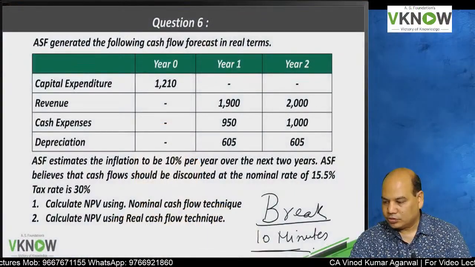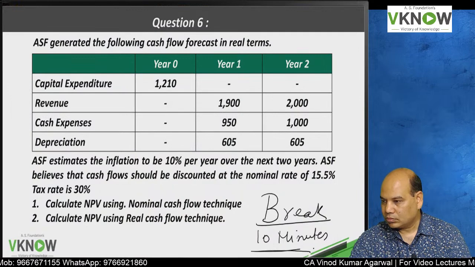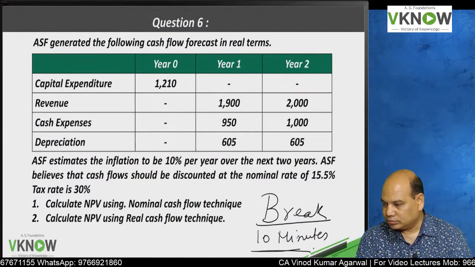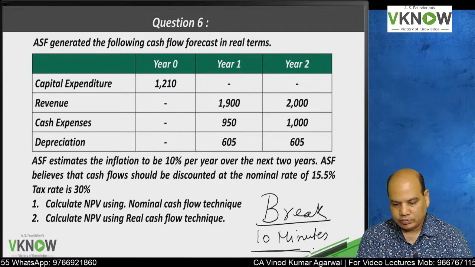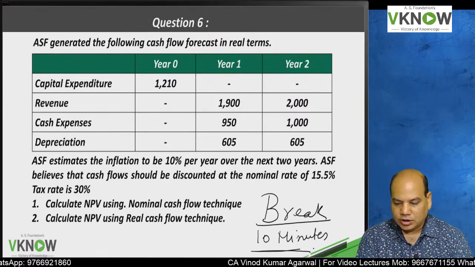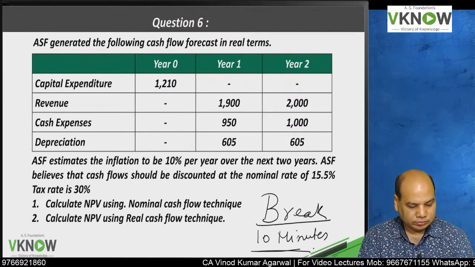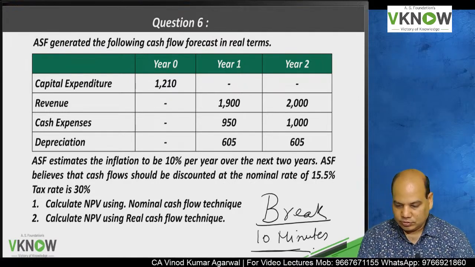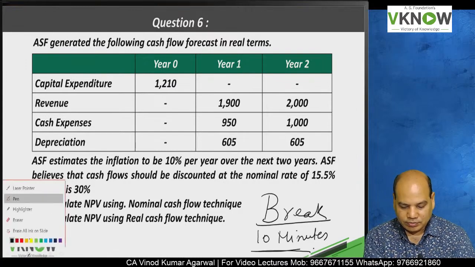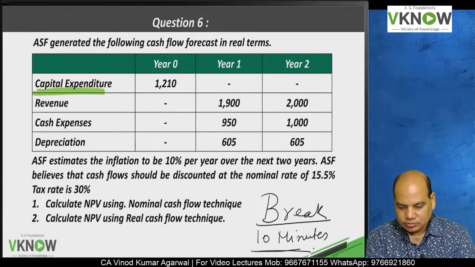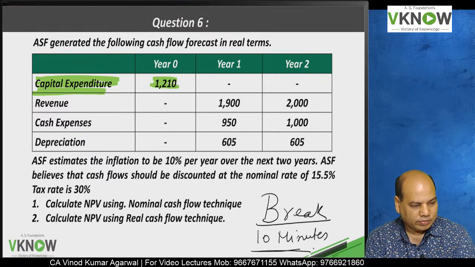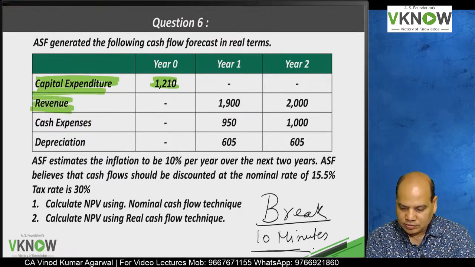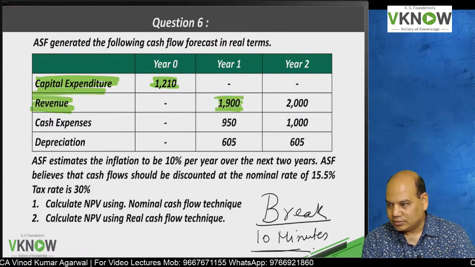So let us come to next question number 6 now. ASF generated the following cash flow forecast in real terms. Underline real terms. Capital expenditure. Oh my God, question is not complete. So write down capital expenditure, year 0, 1, 2: 10. You have to write. Purposefully it was done so that you will concentrate.